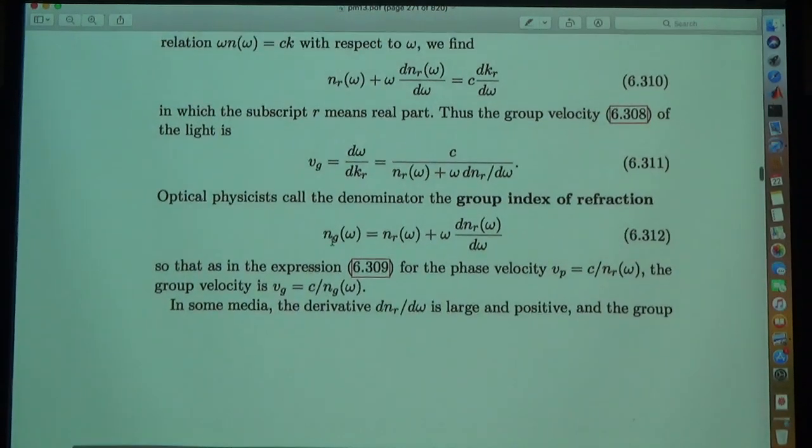And this denominator is then called the group index of refraction. That's what people in the optics world call the group index of refraction. It's the real part of the index of refraction plus omega times the derivative of the real part with respect to omega.